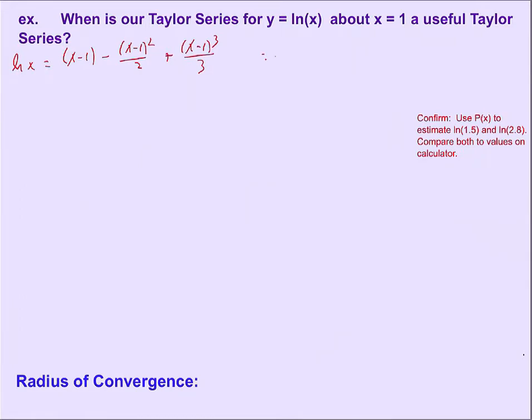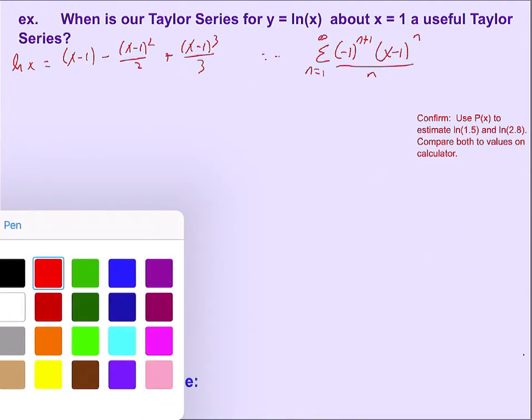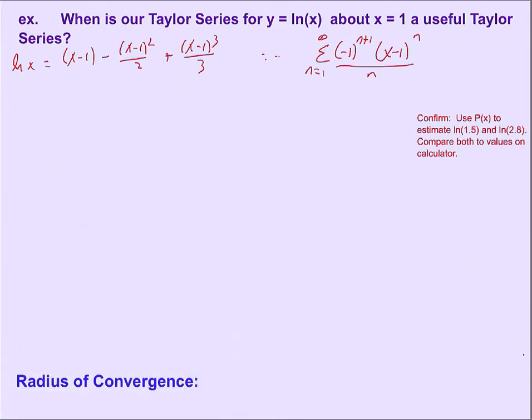So we'll put all that together and say that this is the sum from n equals 1 to infinity of (negative 1) to the n plus 1. That's how we alternate, starting with a positive, times (x minus 1) to the nth over n. Which means that the ratio of any two terms is equal to the next term divided by the term before it.